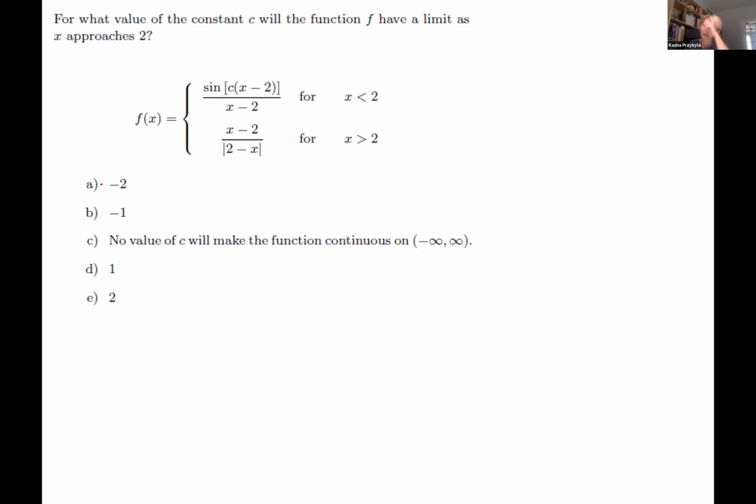I have one more, and I love this question because this one includes lots of stuff. Okay, it's kind of like the same thing, but asking for the limit only. But let's see. For what value of the constant c, the function f have a limit as x approaches 2. That means on the left-hand side, at 2, we have the first function, the first part. On the right-hand side, for x greater than 2, we have the second formula, the second piece.